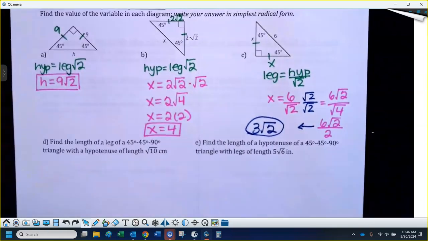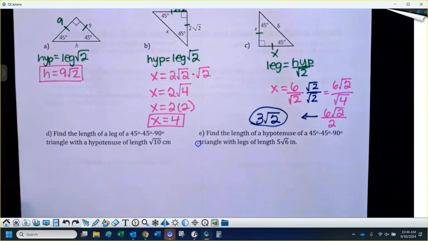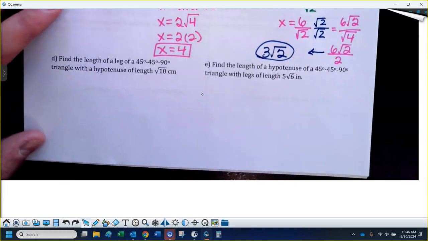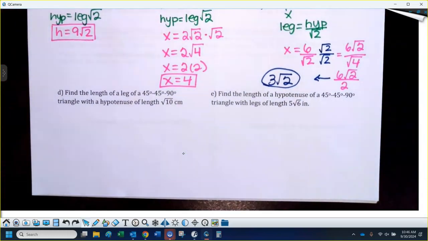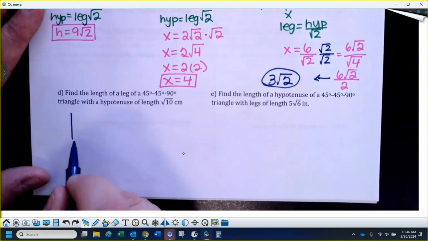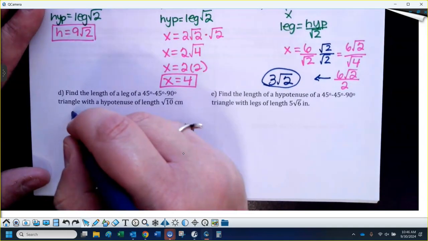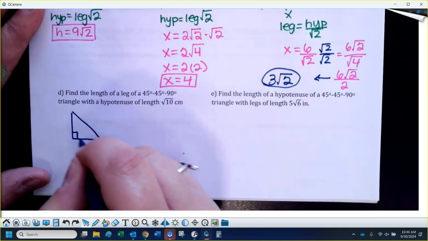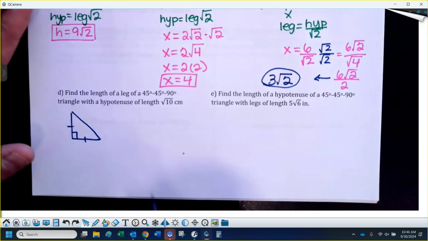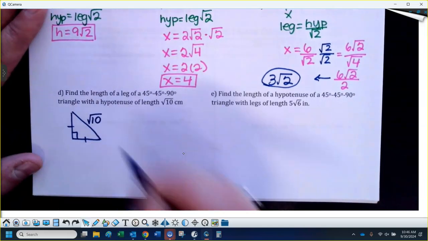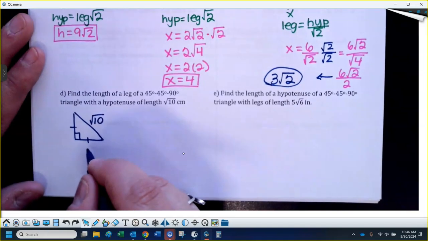All right, now, each one of these is just a little bit different. This one doesn't have a picture. And it says, find the length of a leg of a 45, 45, 90. I'm just going to try my best to sketch a picture. Two legs are the same. And it says the hypotenuse is the square root of 10.